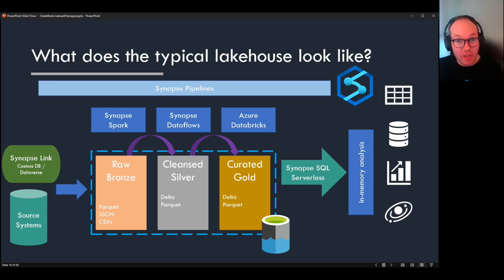At the moment, I would say that for customers who standardize on a code first, so either Synapse Spark or Databricks, I would more often see them choose Databricks as the standardized way.